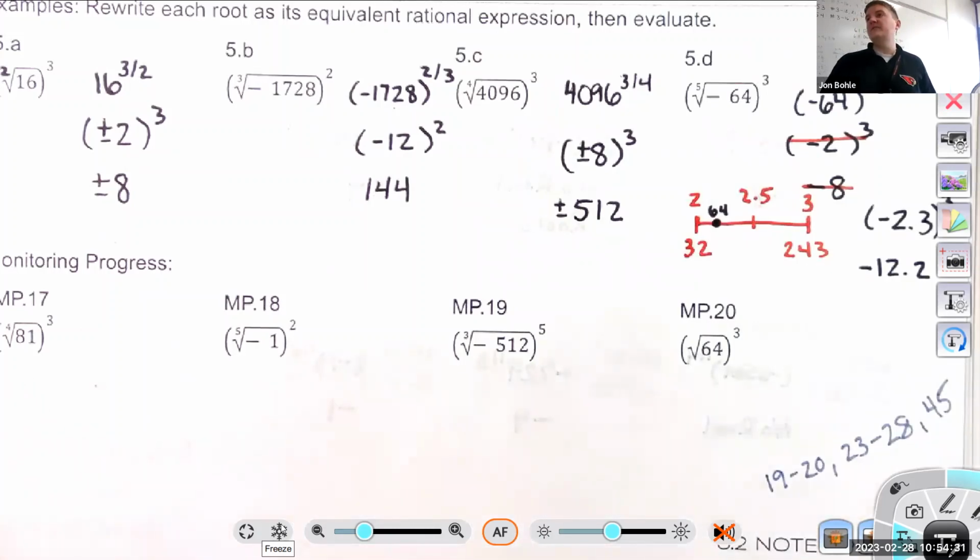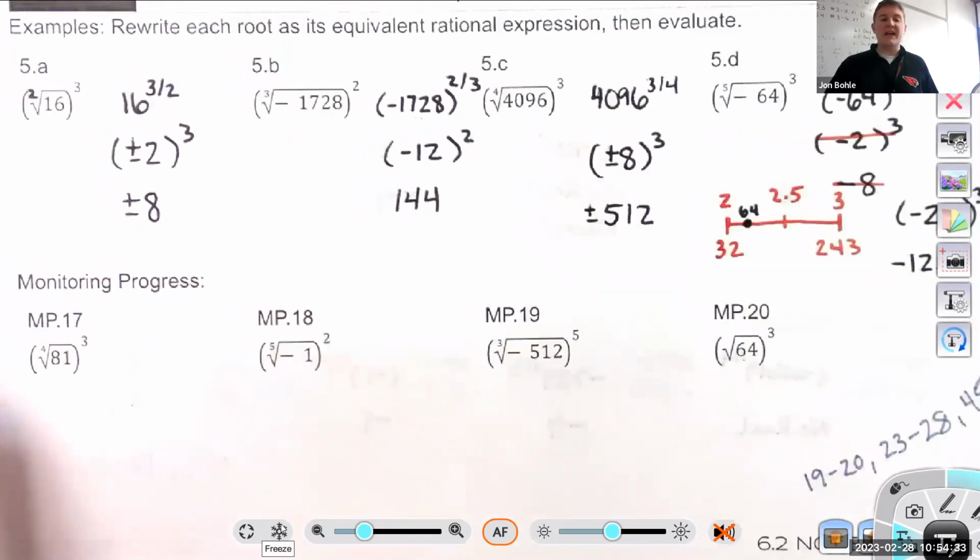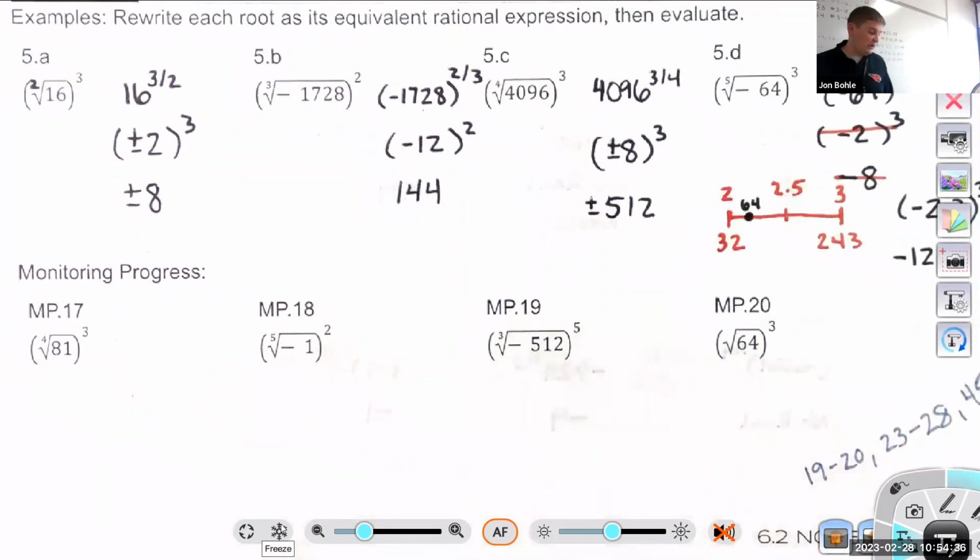Okay. All right, 17 through 20. We do have 2 more problems after these that I want to try to get done as well. So let's wrap these ones up. So I'm going to freeze the screen, let you all try those for a moment.